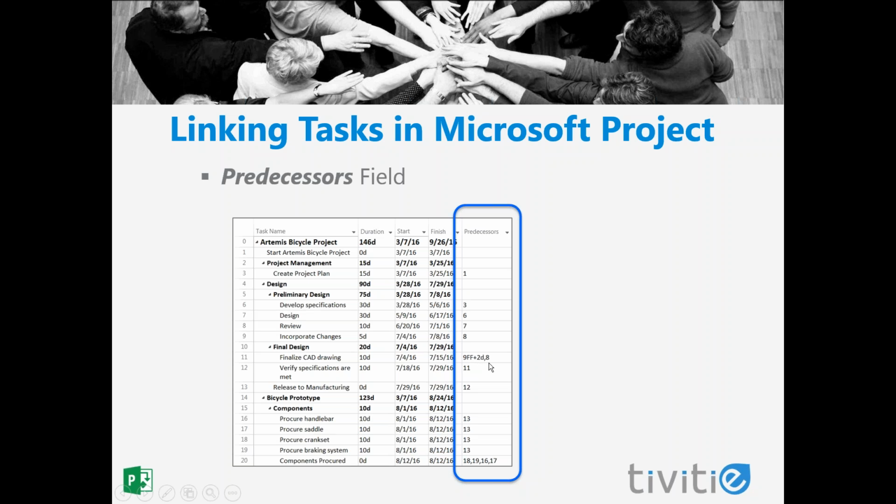We're also seeing a comma and the number 8 here. That tells us that we actually have 2 predecessors for task 11. We also have a predecessor of task 8. So whenever you see commas and multiple values in your predecessor column, that's the way that you know that you have tasks that have multiple predecessors.